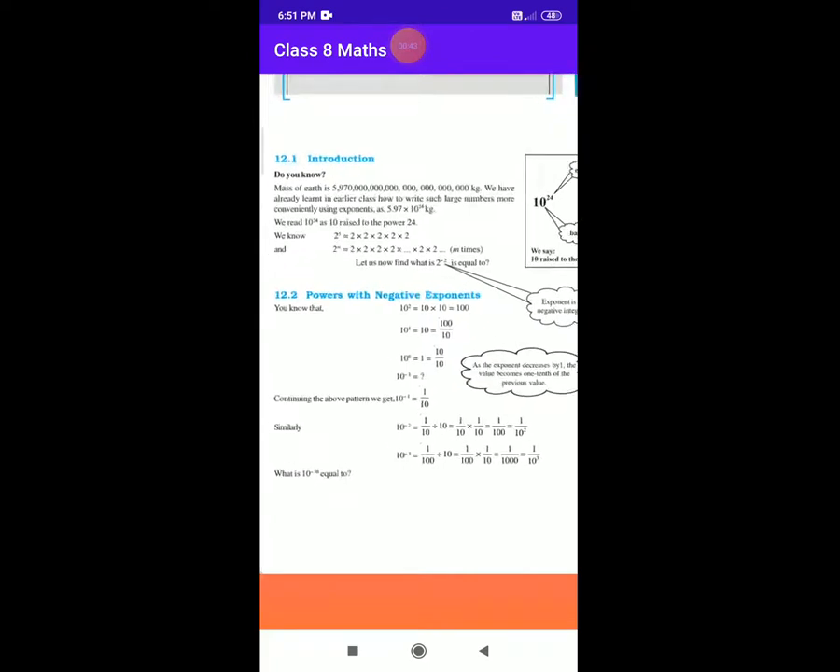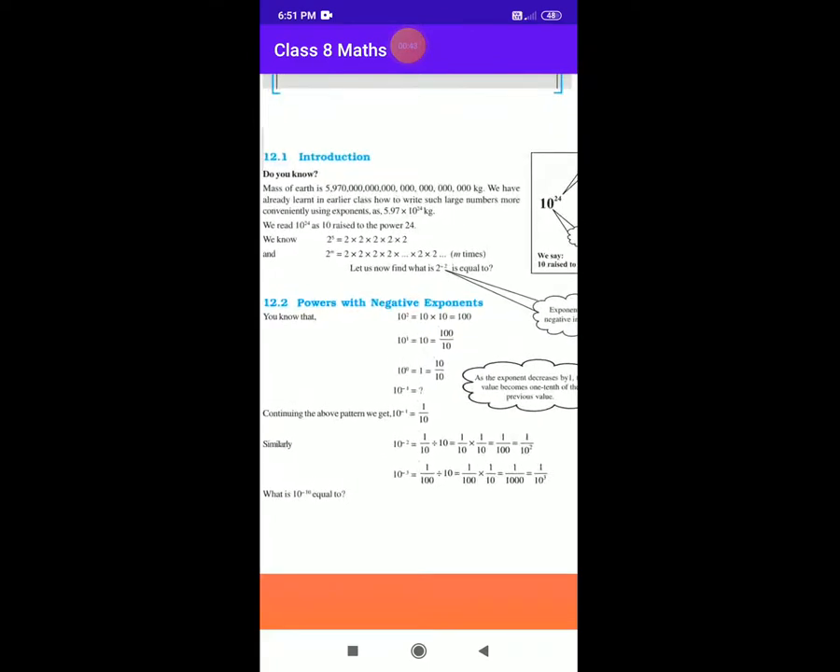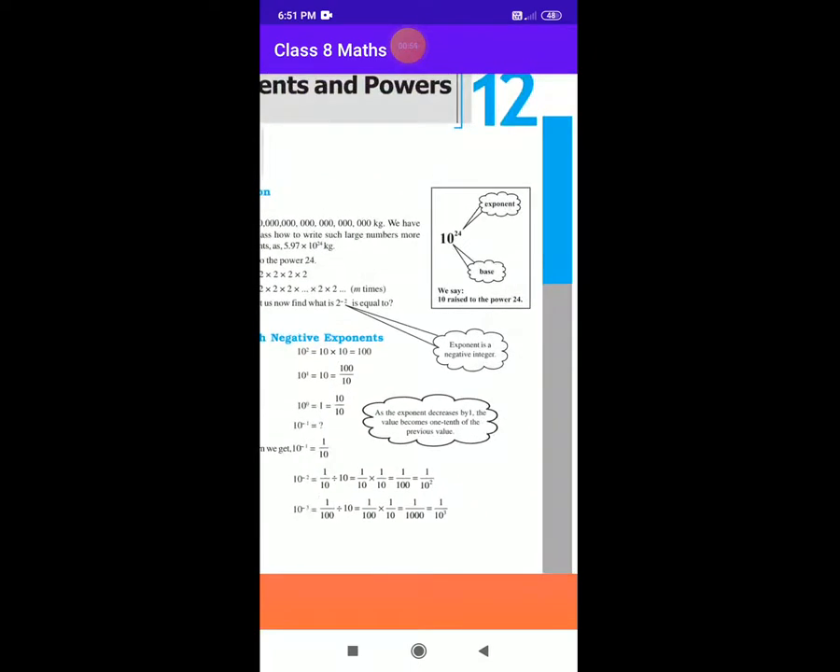We read here 10 raised to power 24. 10 के ऊपर राइट साइड पर हमने 24 लगाया है. इसे इस तरह से पढ़ा जाता है 10 raised to the power 24. In 10 raised to the power 24, 24 is the exponent and 10 is called the base. And we say 10 raised to the power 24.